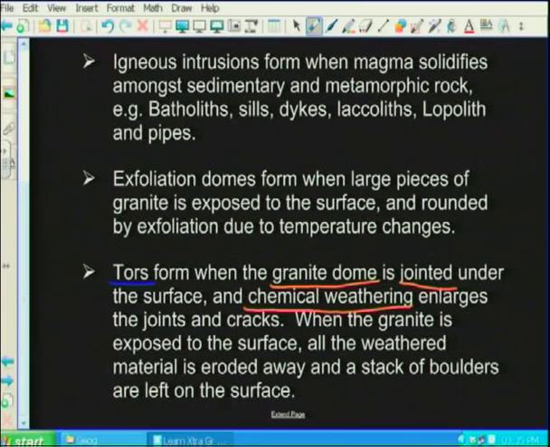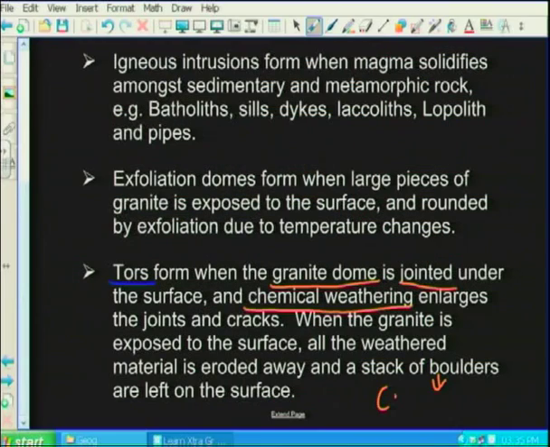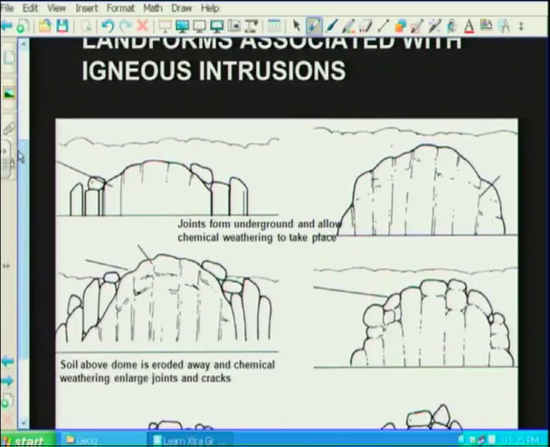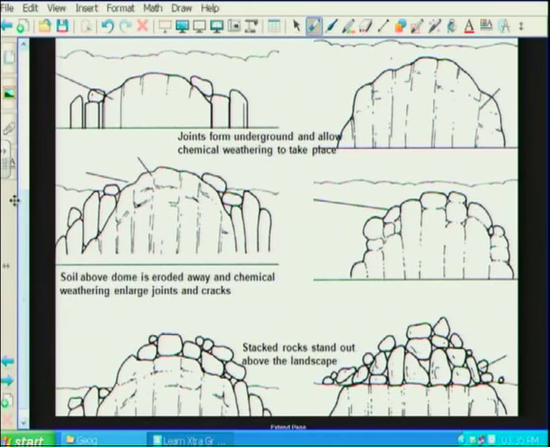When the granite eventually becomes exposed to the surface, all the weathered material is eroded away and a stack of boulders is left on the surface, and those are referred to as our core stones. So when they refer to these boulders, please note the correct geographical term is core stones. Okay, here is a diagram now to explain the formation of our tors and their development.